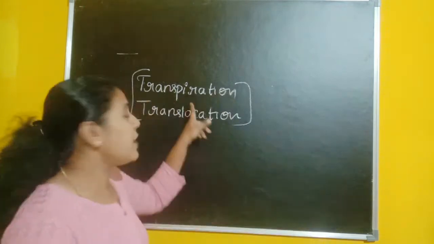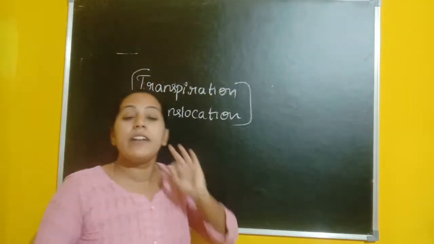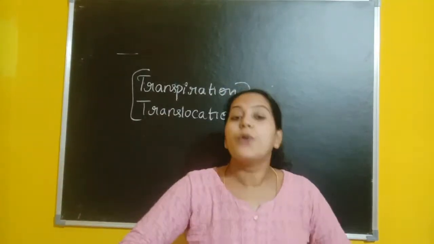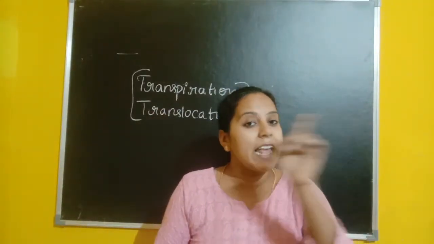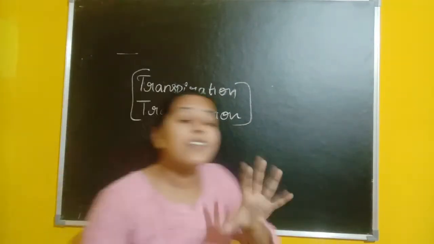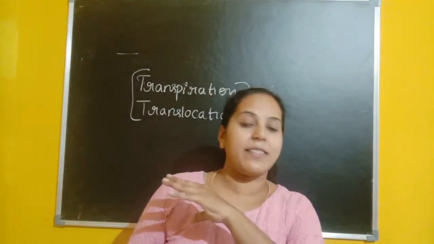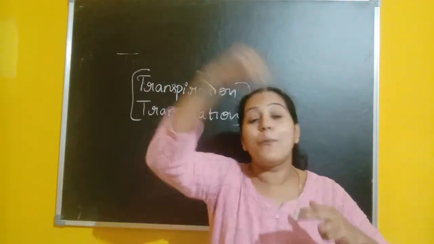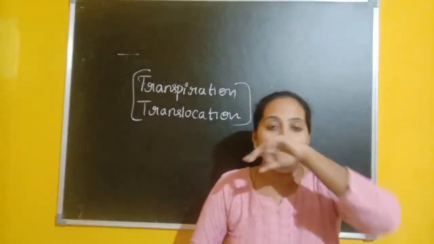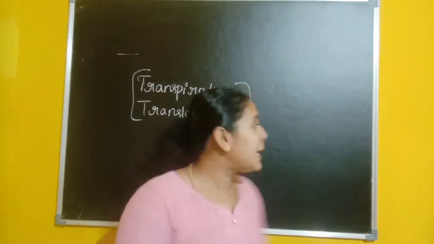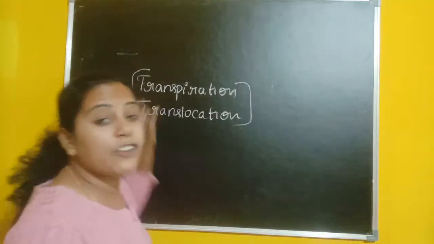So how does transpiration happen? Transpiration takes place in one direction. That means the movement of water from the roots to different parts of the plant body takes place in one direction. How does translocation happen? The synthesized food particles in the leaf are transported through the plant body in both the upward and downward directions. So we call it bidirectional. Clear?